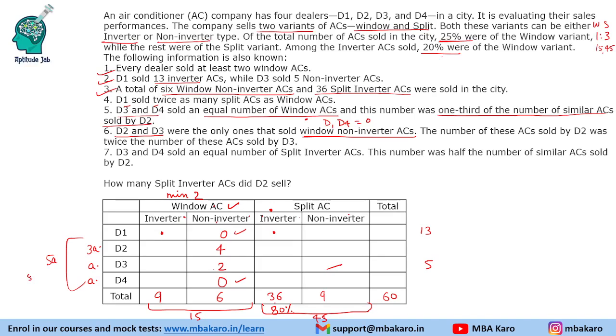5A can be 5, 10, 15, right? Now it cannot be 15 because if you make 5A 15, what will happen is this will become 0 because these three people have 15.